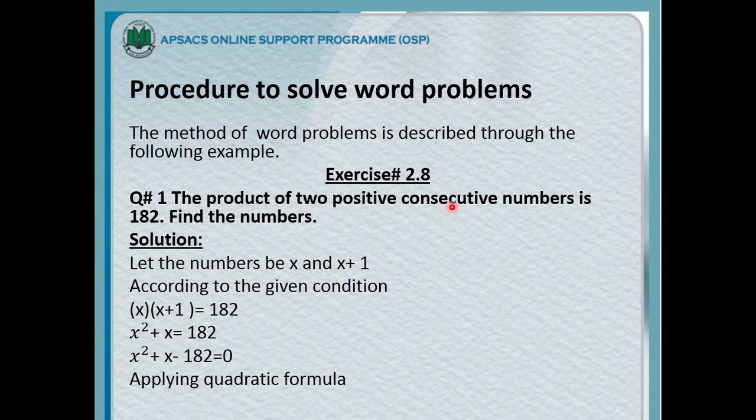Consecutive numbers means a number and the next number after the first number. So we consider the numbers to be x and x plus 1. Then according to the given situation, the product of the two positive consecutive numbers will equal 182. We will multiply these two numbers and we get a quadratic equation. We can solve this quadratic equation either by the quadratic formula or by the factorization method.